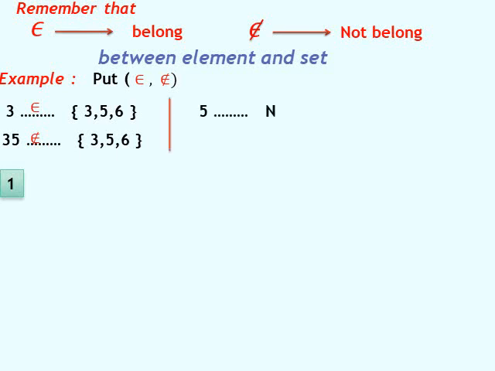What about the next? 5 and natural numbers. Do you find 5 in the natural numbers? Do you remember natural numbers? Tell me the set of natural numbers: 0, 1, 2, 3, 4, 5 and so on. Yes, I found 5 in the natural numbers. All whole numbers belong to natural numbers. So what will it be? Yes, that is belong. Wonderful.